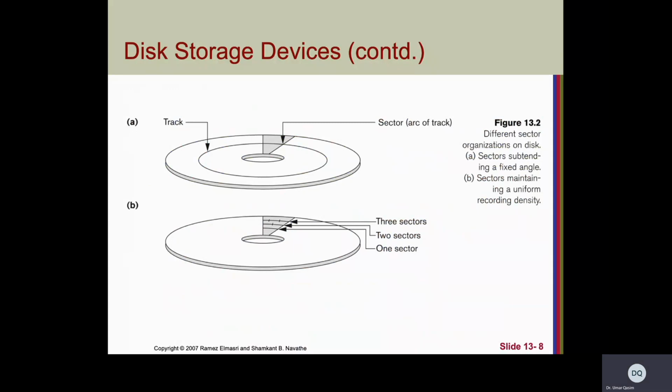So here you see a track, and then on that track you have a sector. There are numerous sectors on a track on a disk. So sectors subtending a fixed angle, that is the first one. And the second one in B is basically sectors maintaining a uniform recording density. So in this way, you can have one sector, two sectors, and three sectors on that disk.